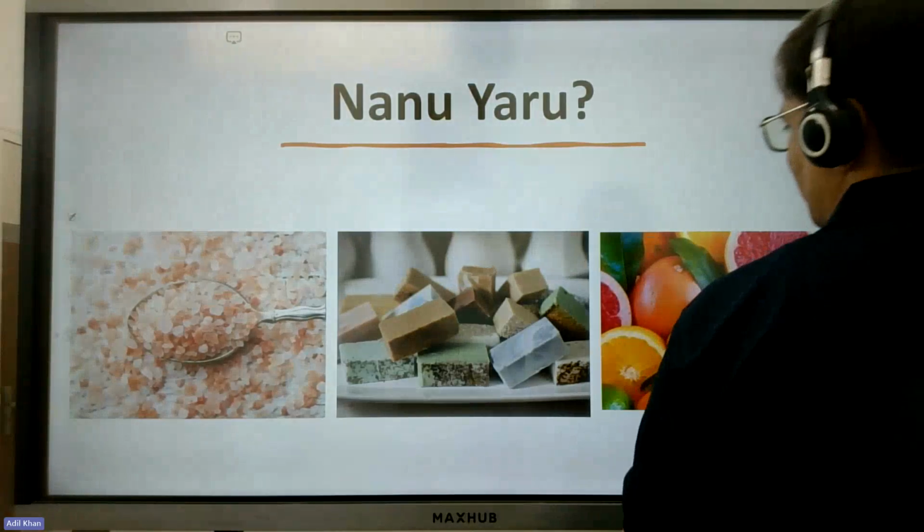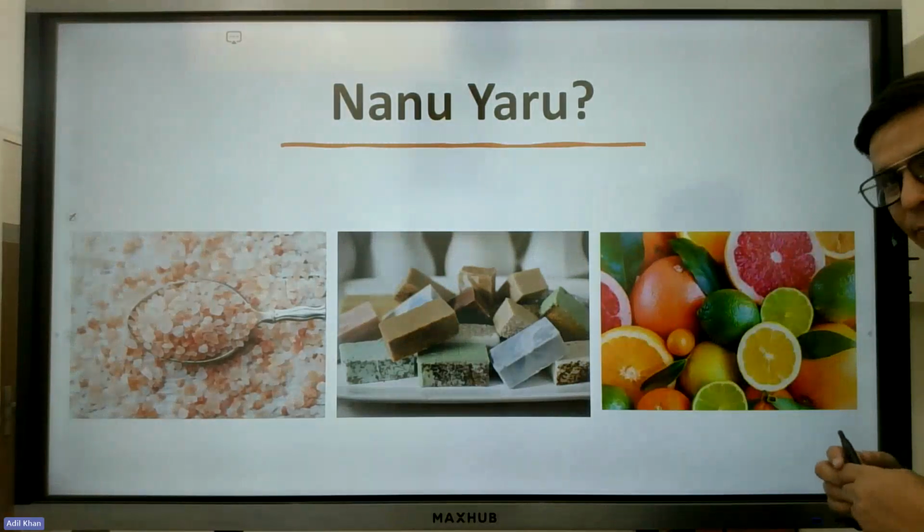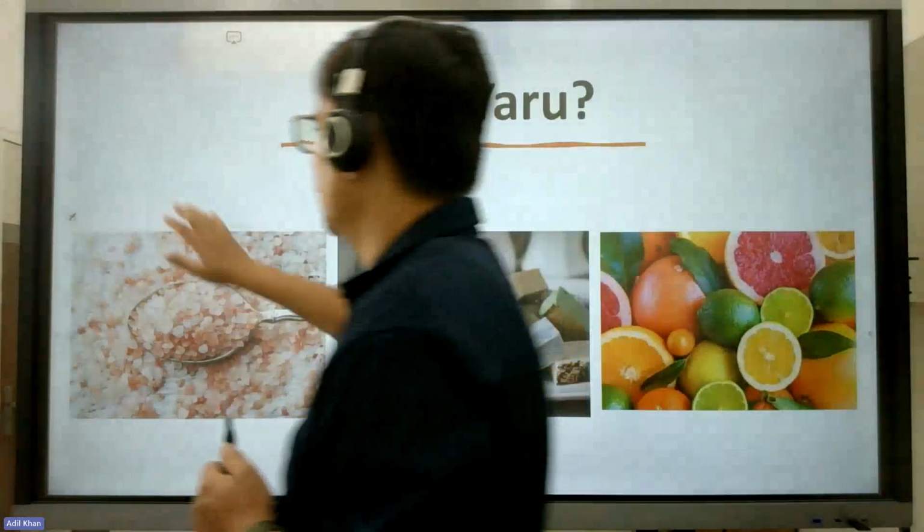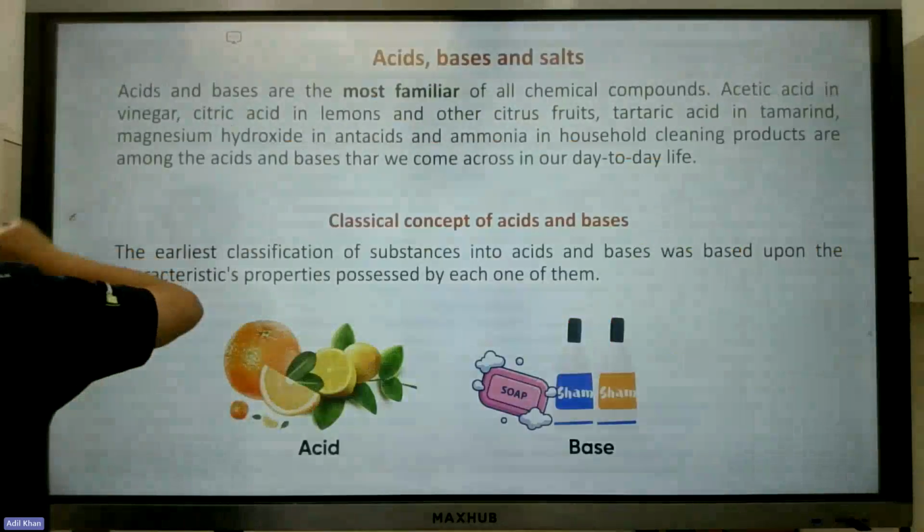Curd, if you eat, there you have acid. Majige, if you make, there you have acid. So you will encounter this in our day-to-day life. So, who am I means your acid, bases, and salt. We identified. Good. So let's move to the next topic.